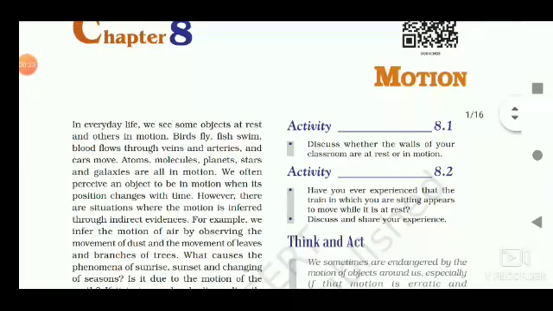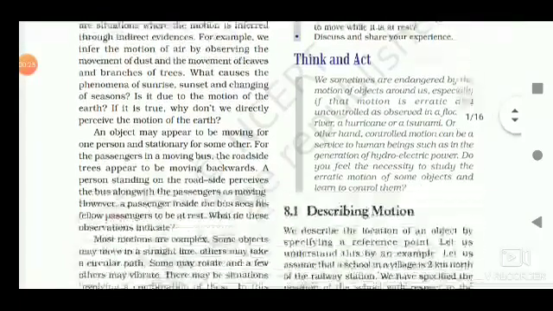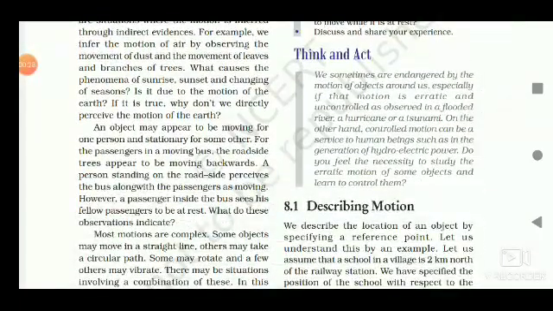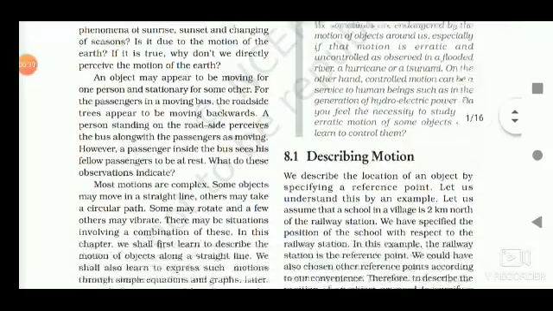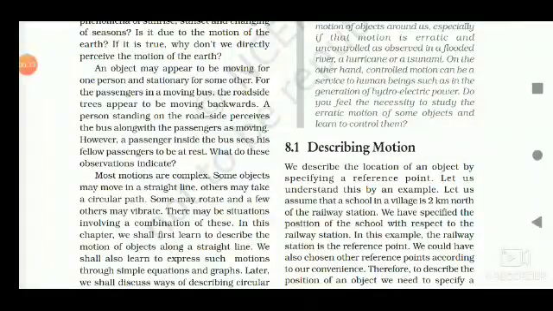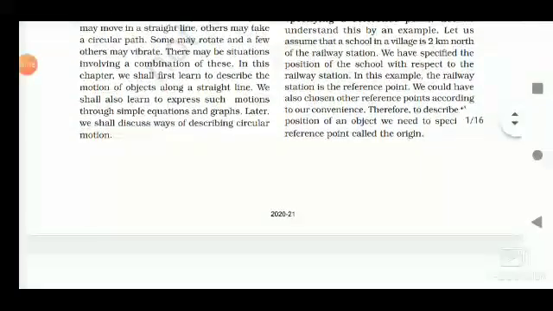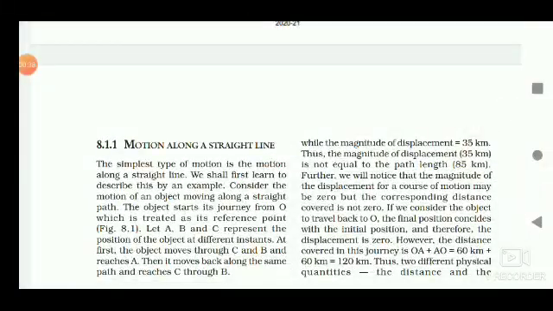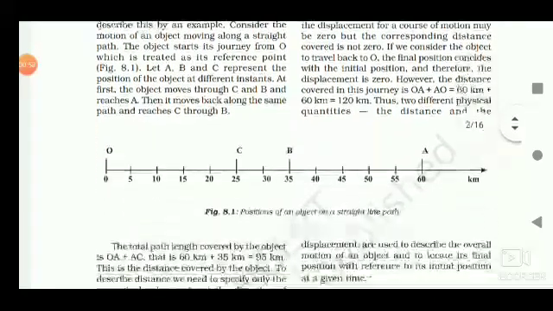And when an object is in motion, there is a need for description, and for the description of motion we need a point that is known as origin or reference point. And also you know about distance, that is the path length traveled by an object, and displacement, which is the shortest distance between 2 points. And you also know the differences between distance and displacement.